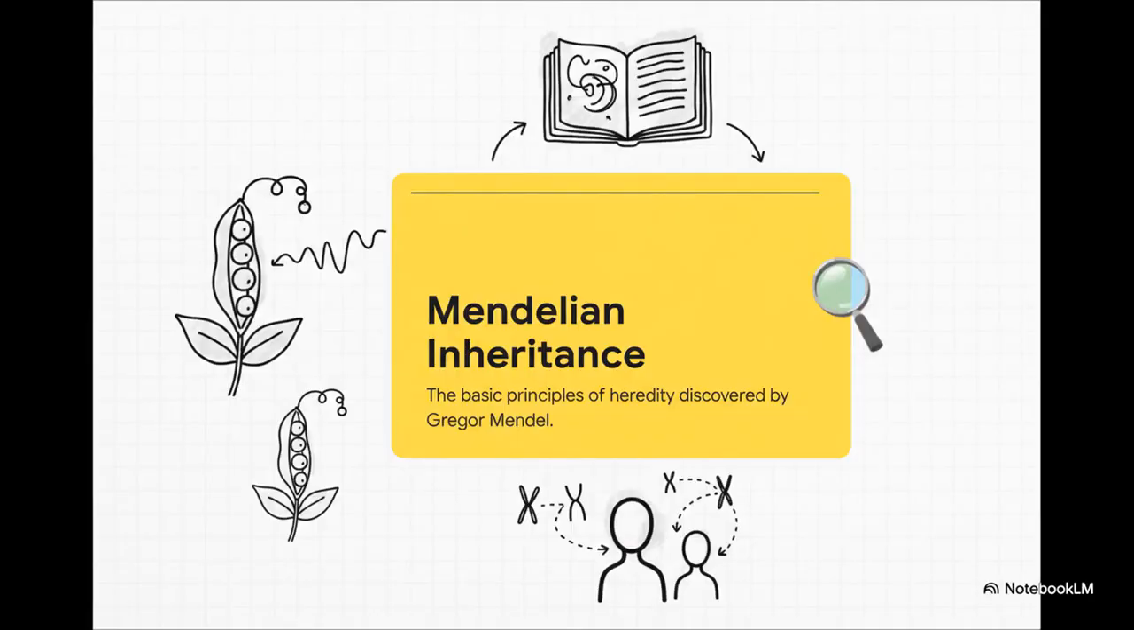So what exactly is Mendelian inheritance? Well, you can think of it as the original rule book for genetics. It's the set of basic principles that tell us how traits get passed down from parents to their kids. It's really the why behind why you might have your dad's eyes or your mom's smile.